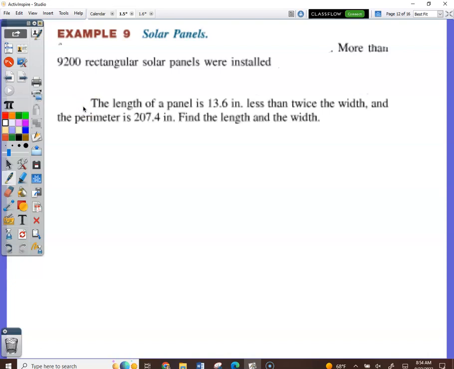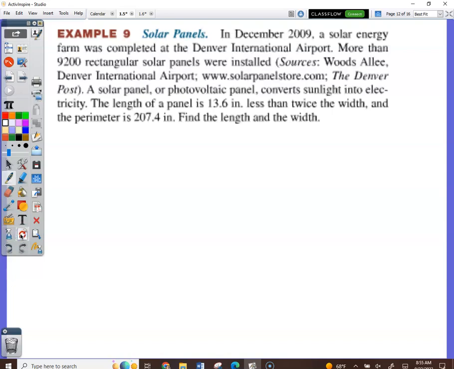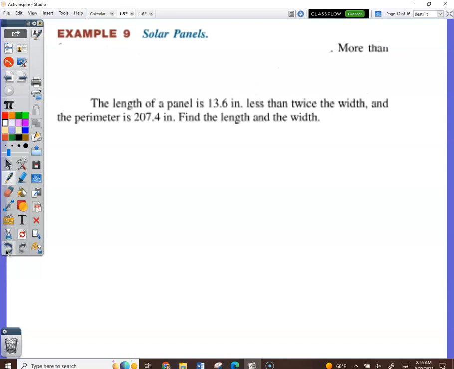Now look at it. The length of a panel is, then they give us a relationship, twice the width, and the perimeter is 207.4. Find the length and the width. Do I care how many there are? Nope. Does not matter how many there are. They are asking me to specifically focus on one. They're telling me the relationship between the sides, and they're asking me to find the length of it. So that entire word problem that started out like that is actually that. Okay?